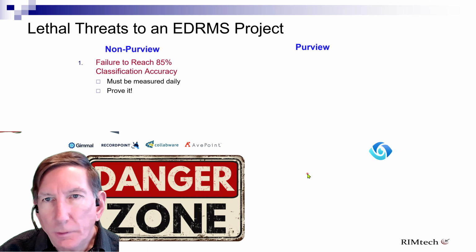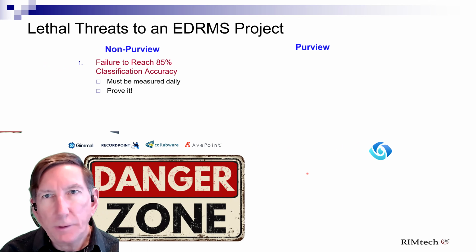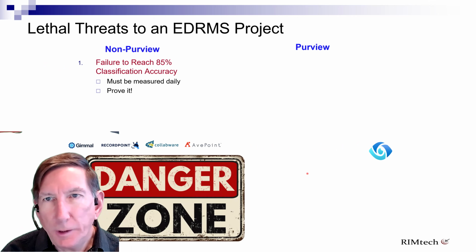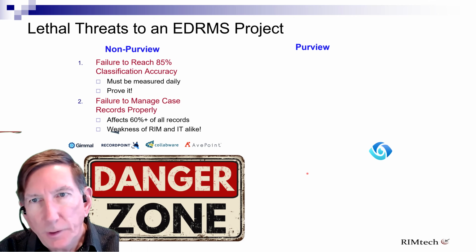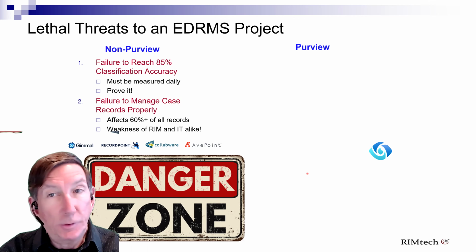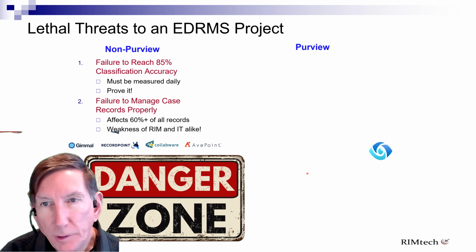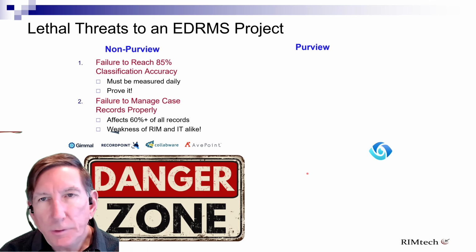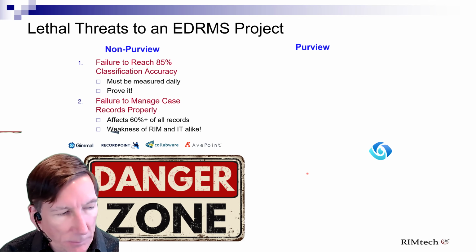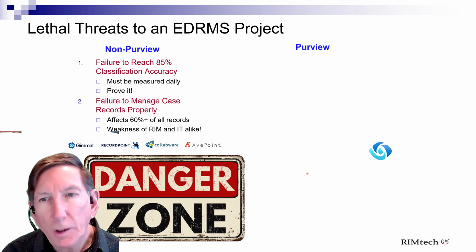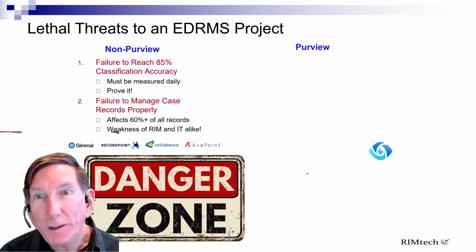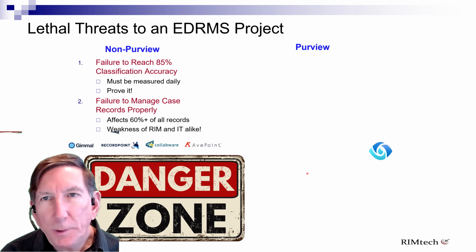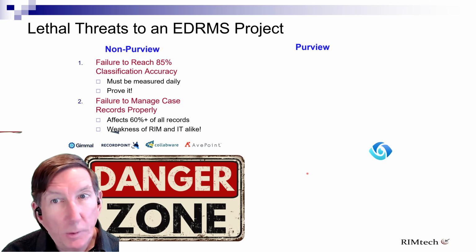Well, as it turns out, there are two lethal threats to any EDRMS project. The two threats are, number one, failure to reach 85% classification accuracy, and number two is the failure to manage case records properly. And I guarantee you that if you suffer either one of those two, not only will the project fail, but there's a good chance that you'll fail along with it.